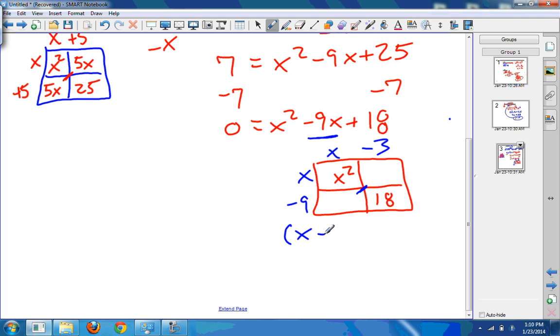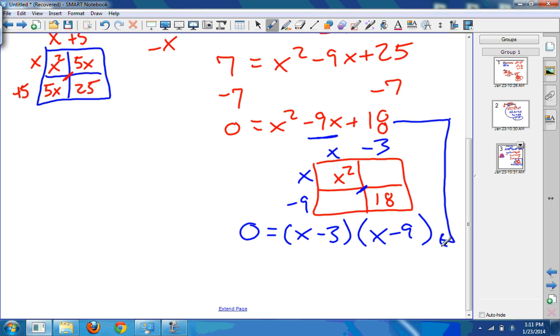So this equation here is the same as this equation here. Now I can make my factors equal to 0 to get my answer. So on the left side here, I can add 3 to both sides, and I get x is equal to 3. And on the right side, I can add 9 and get x is equal to 9. And we have our 2 answers.